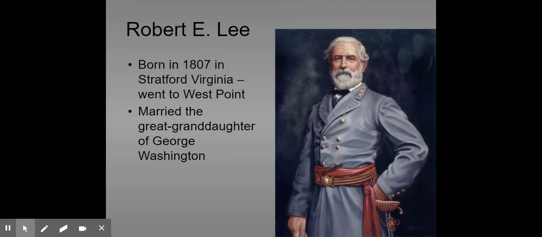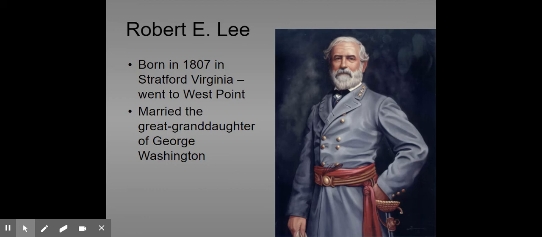His father-in-law had intended that house to become a museum to George Washington. So there are a lot of artifacts in the Lee family that once belonged to George Washington, because Lee's father-in-law was the adopted grandson of George Washington. So there's this big connection with George Washington.